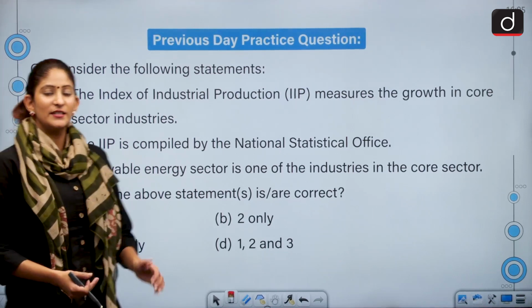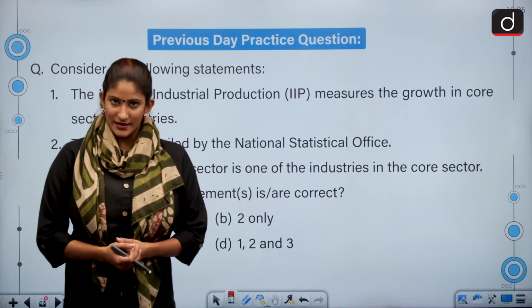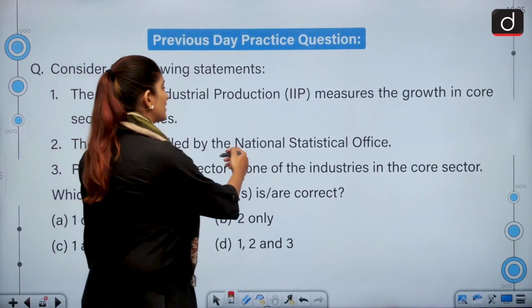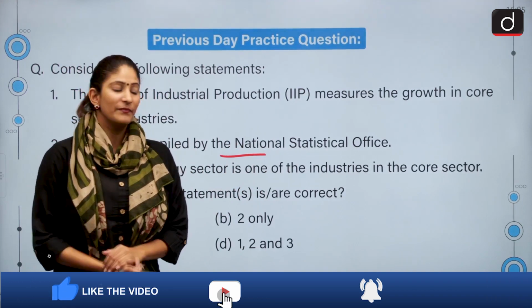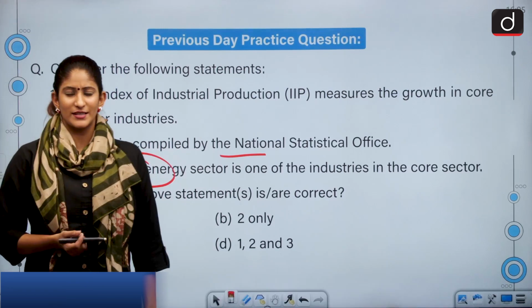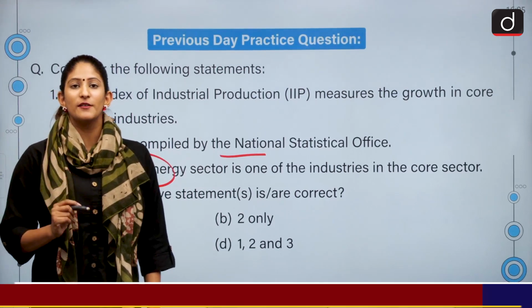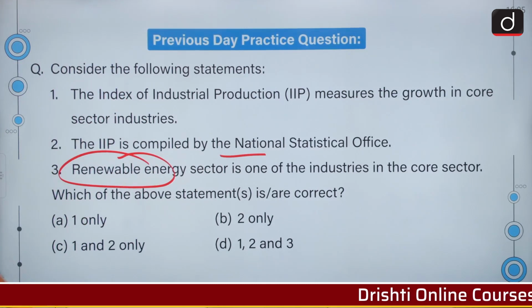Yes, IIP does measure the growth in the core sectors of the industry. And yes, it is compiled by the National Statistical Office under the Ministry of Statistics and Program Implementation. And of course, if we talk about renewable energy, it is not one of the core sectors in the industry. So only the first and the second statements are correct. The correct answer to this question would be option C.